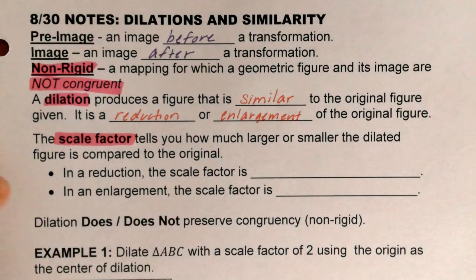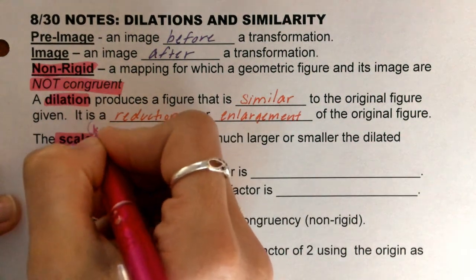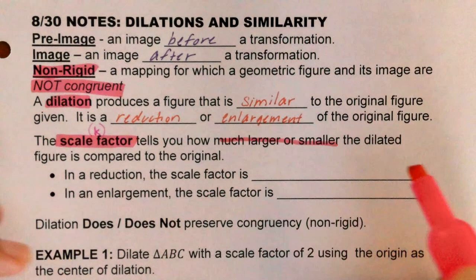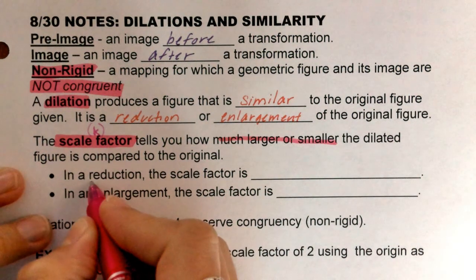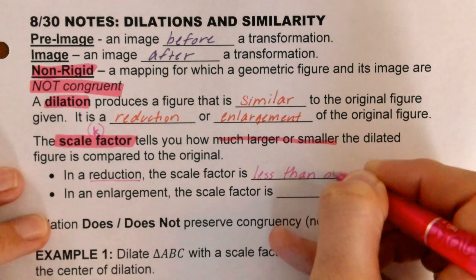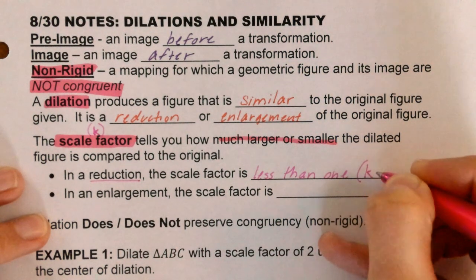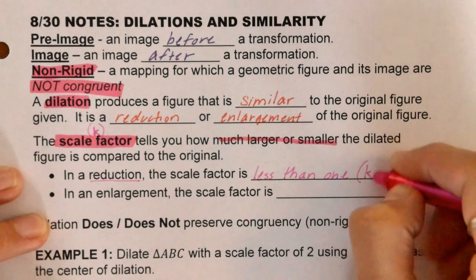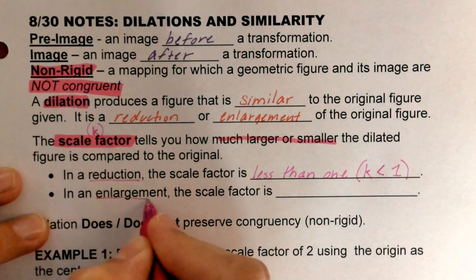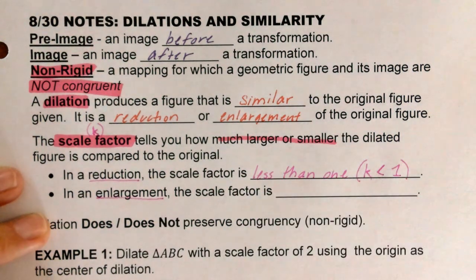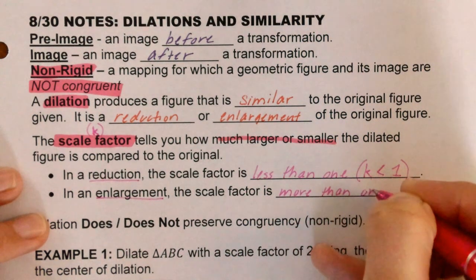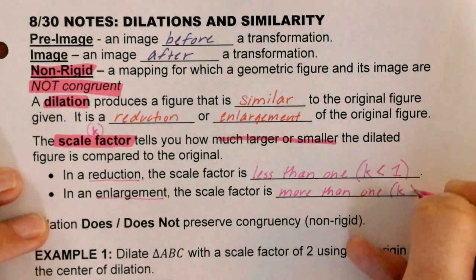Your scale factor is represented with a lowercase k. You'll see that through the notes. This is telling you how much bigger or smaller it's going to be. In a reduction, the scale factor is less than 1. So in parentheses, we'll put k, a less than sign, k is less than 1. In an enlargement, we're getting bigger, so your scale factor is more than 1, and we'll put k is greater than 1.